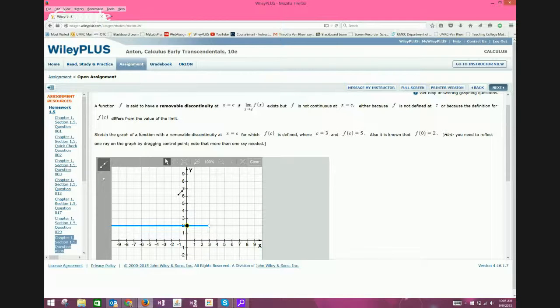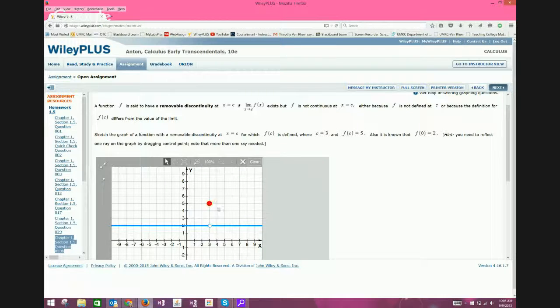If I get another ray and move this point here, I might put it at (6, 2), but it doesn't really matter where you put this black dot. The black dot is just so you can reflect the ray you're given. The x point doesn't matter, just the y point needs to be 2. So the limit on the left equals the limit on the right, therefore the limit exists. However, we want the value of the function at 3 to be 5.